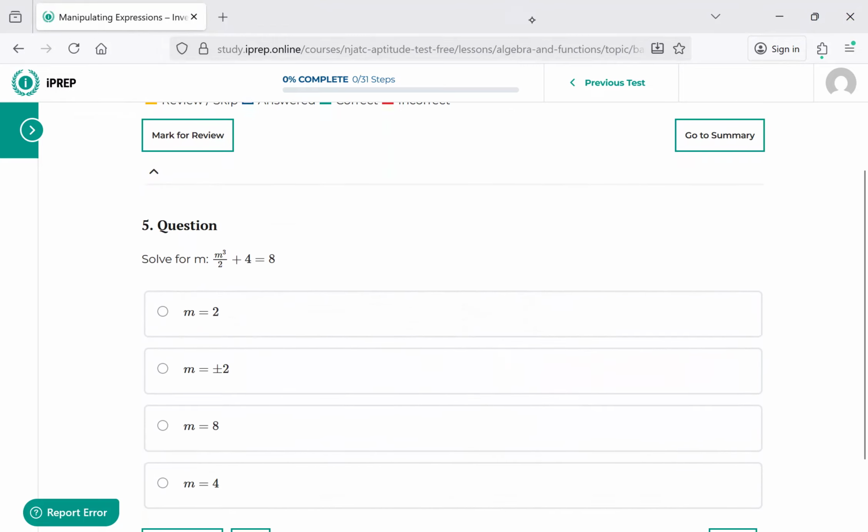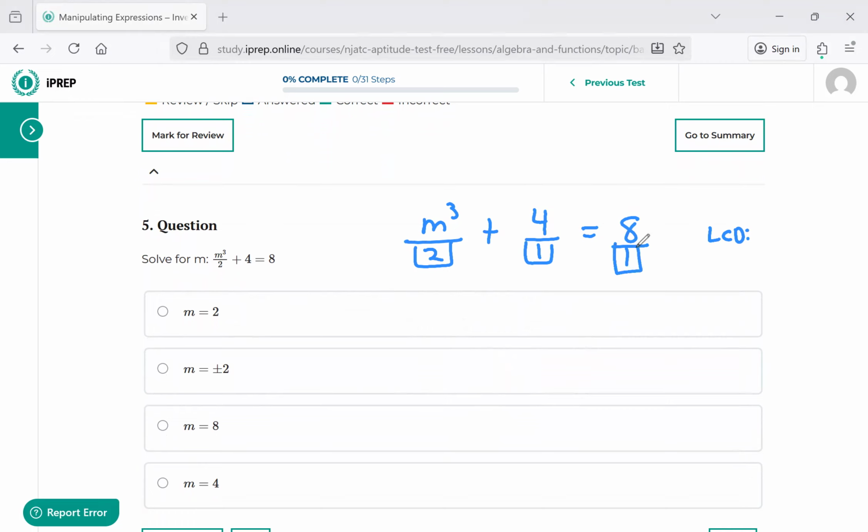Okay, let's move on to question 5. We have m cubed over 2 plus 4 equals 8. What I would do is get rid of the fraction by multiplying all three sides by the LCD. That's the first step. So look at your bottom. We have a 2, a 1, and a 1. The good news is they're in the most prime form and cannot be broken down any further. We have a repeating base of 1, but they're all to the power 1, so it's really just 1 to the 1. And then you have a base of 2, bring that down.